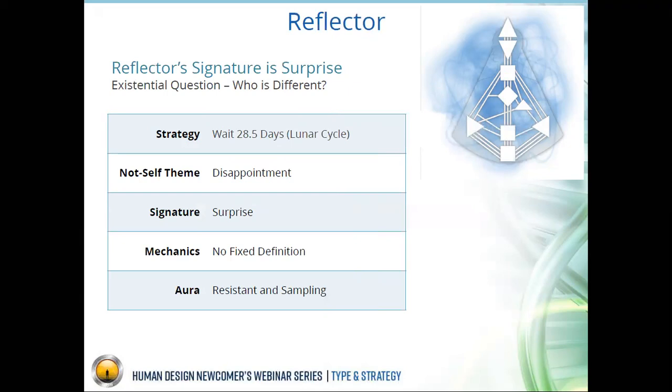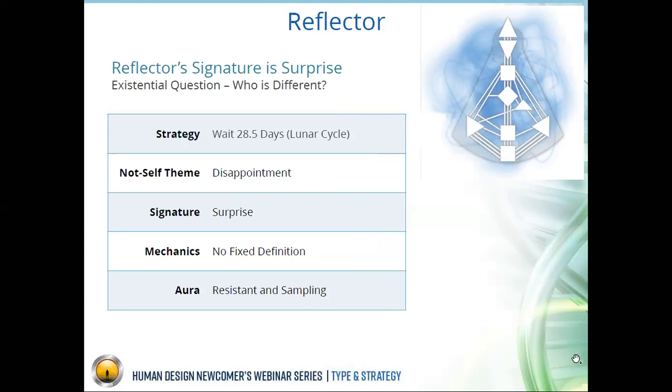And that is special. Their strategy, which is extremely different than the rest of ours, is wait 28.5 days, basically wait a moon cycle to make a decision. And the reason for that is they have a complicated design, even though there's no centers colored in. There's no centers defined. But as the transits take place, their design changes. And the moon will pass through various aspects of their design, and that is the consistent pattern. The moon's cycle is their consistent pattern, which is great for them. I mean, they have something consistent. When you have a lot of openness, you don't have a lot of consistency.